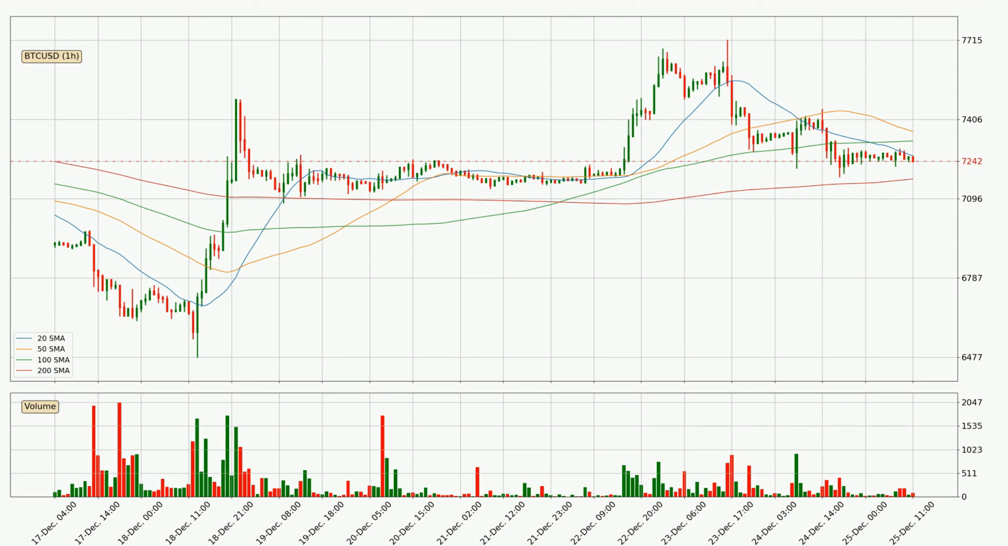If the price bounces off the 200 SMA, which is currently at 7,173, it could be seen as a support, and the 20 SMA that is at 7,264 could be seen as a resistance to the upside. Breaking either way signals a possible further move to the corresponding direction.